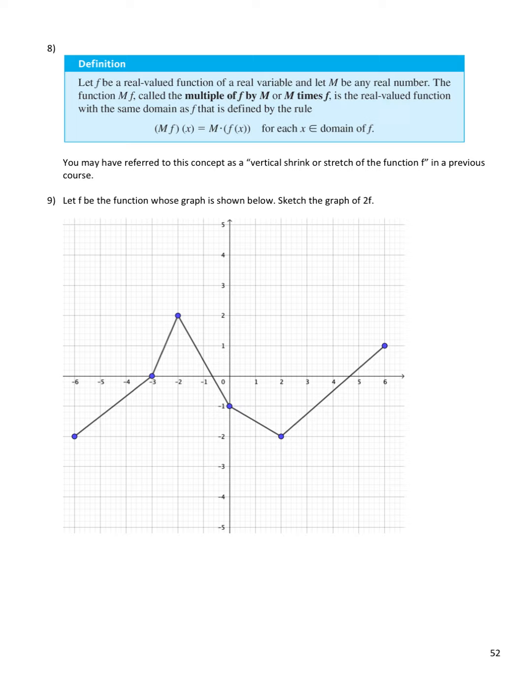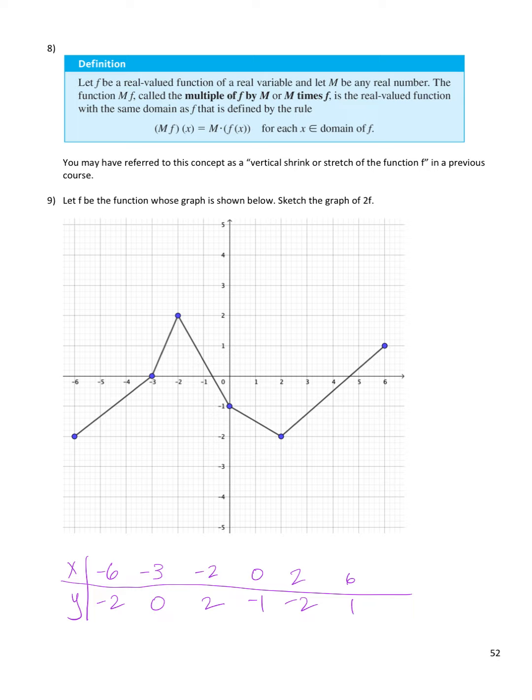So I'm going to make a little table of values. So I have x, y, and I'm just going to put in the points. Because this is piecewise linear, I only need to know the points, and they completely define the lines. So this first point is at -6, -2, then -3, 0, -2, 2, 0, -1, 2, -2, and 6, 1.